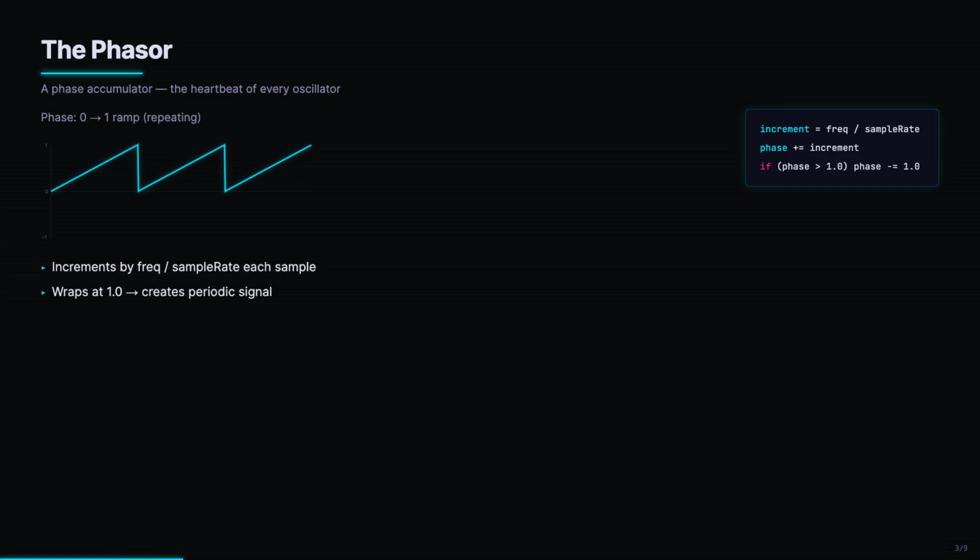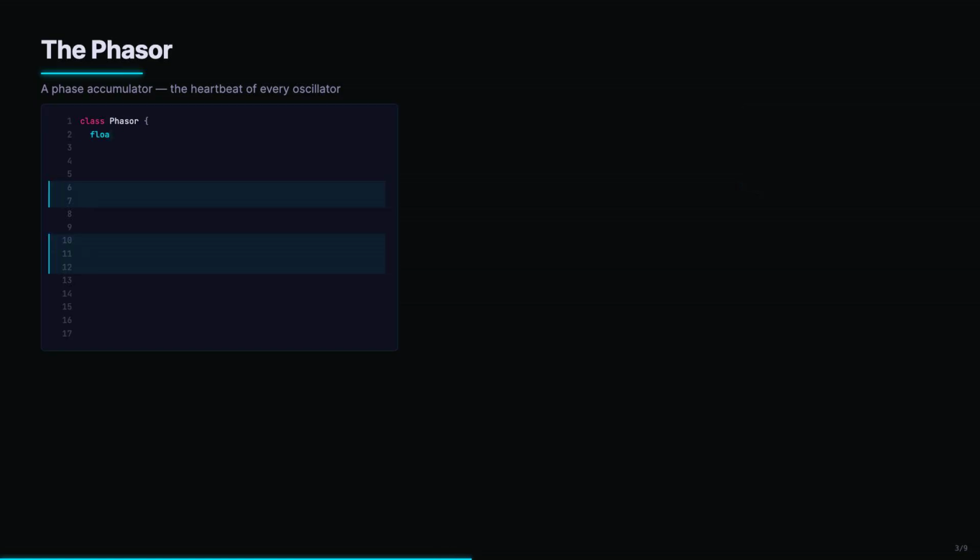To generate any waveform, sine, saw, square, we need a single core mechanism. It's called a phasor, a phase accumulator that ramps from 0 to 1, then wraps around. Think of it as a clock that keeps ticking at a specific frequency. The speed is simply the frequency divided by the sample rate. The code is quite elegant.